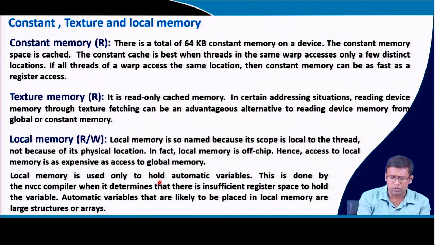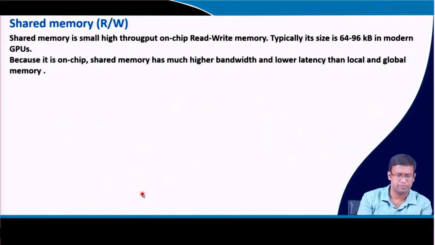Local memory is used only to hold automatic variables, the variables which have the scope of the thread and do not stay alive after the thread is over, and this is done by the NVCC compiler. The compiler determines if there is sufficient space in the register to hold the variable, and if not, it places them in the local memory. So we should also try to keep these automatic or private variables small for each thread so that local memory is not much required, because local memory is slower and its access will degrade the performance.